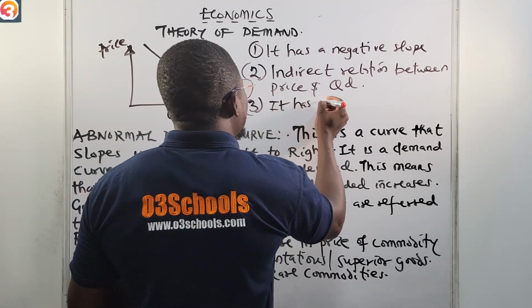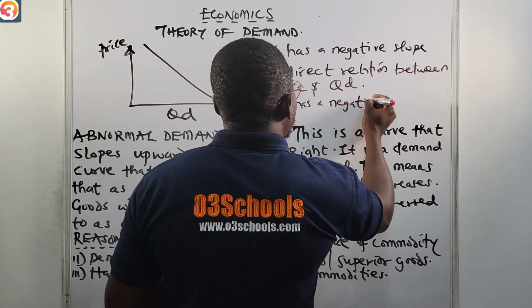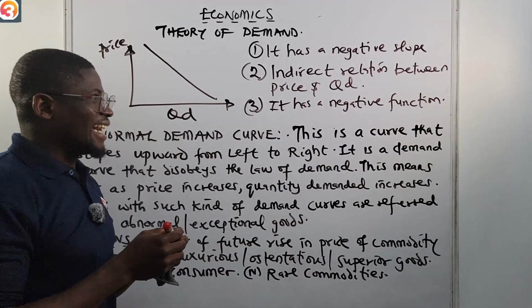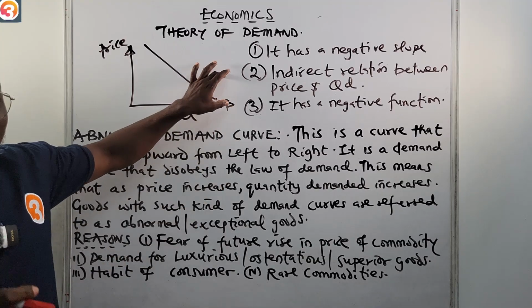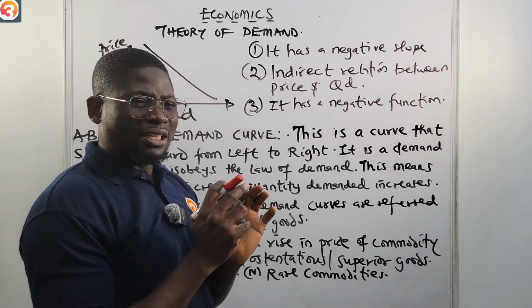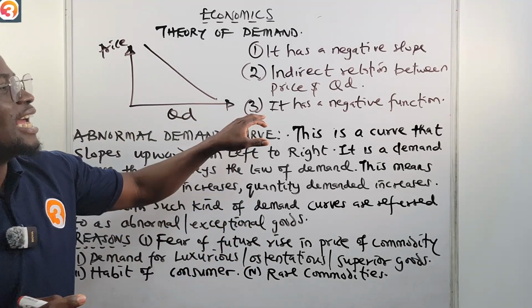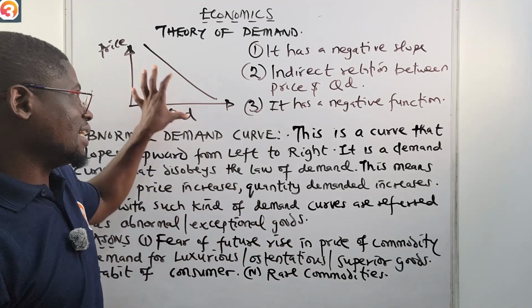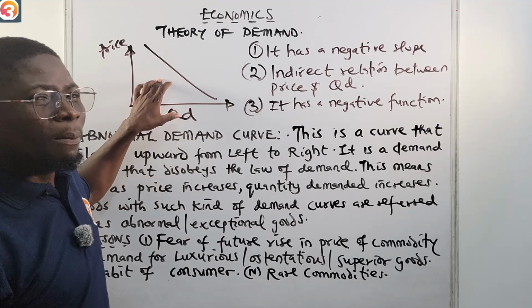It has a negative function. All right. So these are the characteristics of a normal demand curve. It has a negative slope. There's an indirect relationship between the price and the quantity demanded, and it has a negative function. All right. So please take note of that. Those are the characteristics of a normal demand curve.